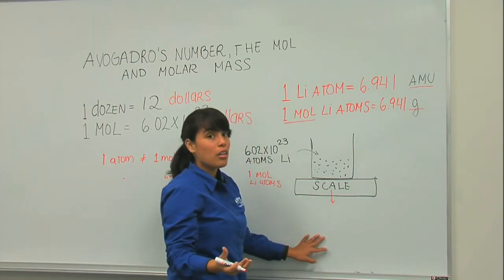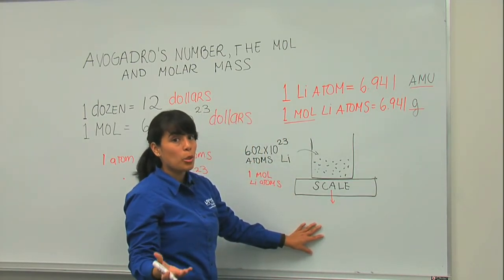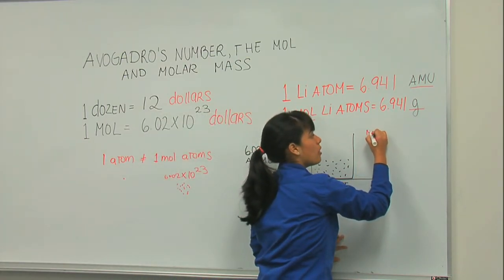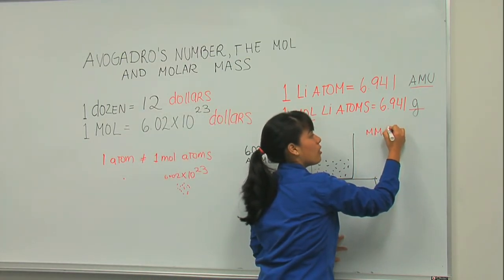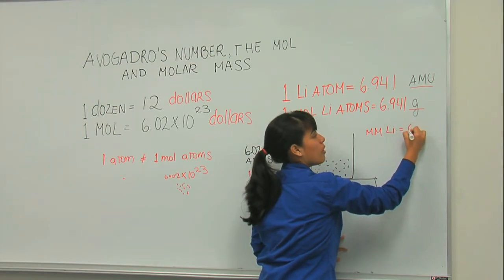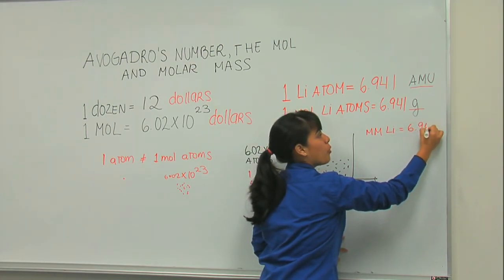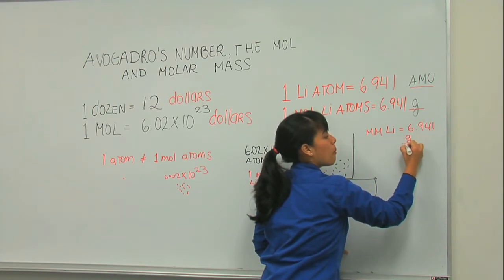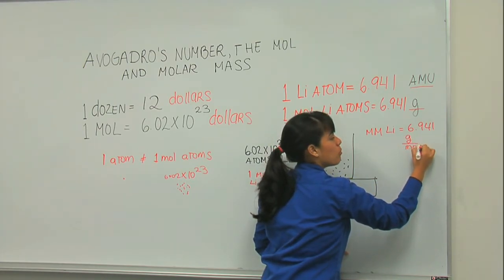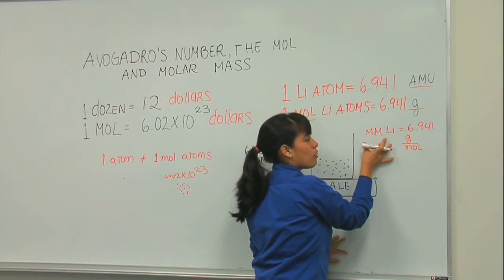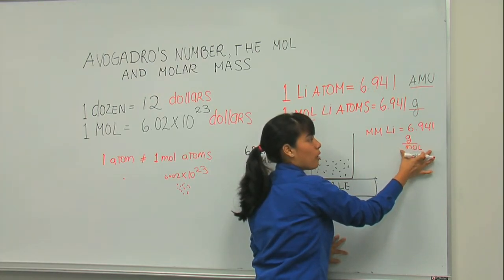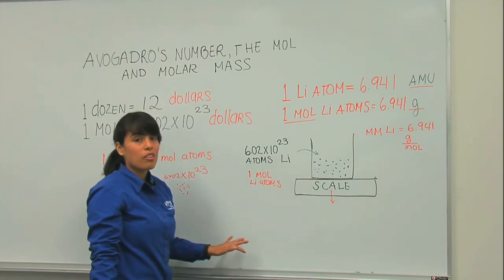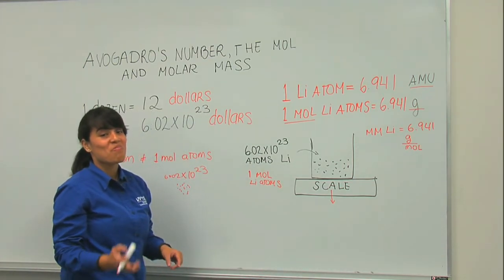So now you're ready to find any molar mass of any compound. So the molar mass of lithium is 6.941 grams per mole. These are the units of the molar mass. Always remember that, okay? So you're ready to do any problem with this concept, and you have to master them. Stay tuned.